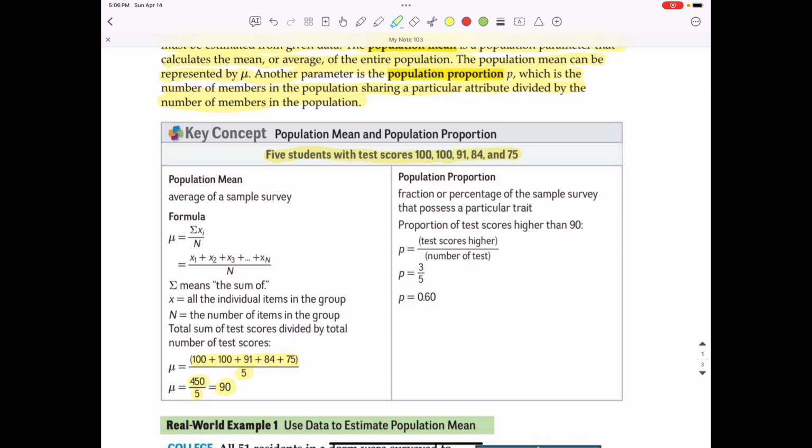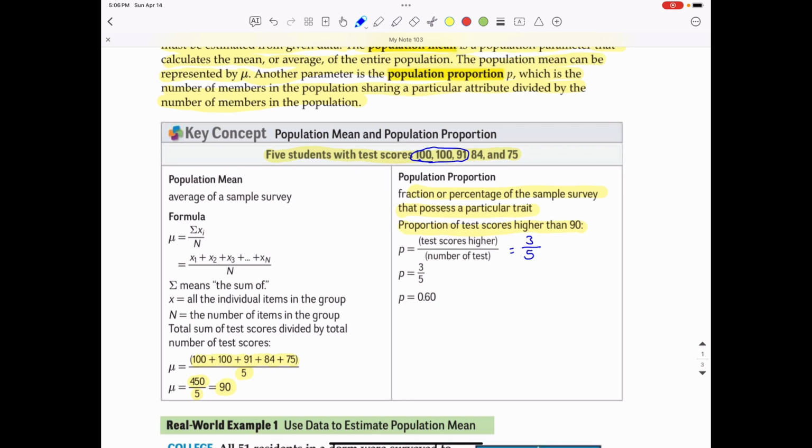Population proportion is a fraction, decimal, or percentage from the population that possesses a particular trait. For example, we could find the population proportion of the test scores that are higher than 90. So if you look above, you can see that there are 3 test scores that were higher than 90: 100, 100, and 91.